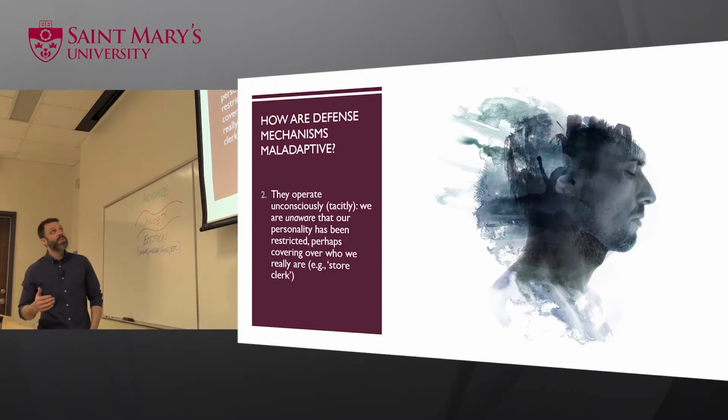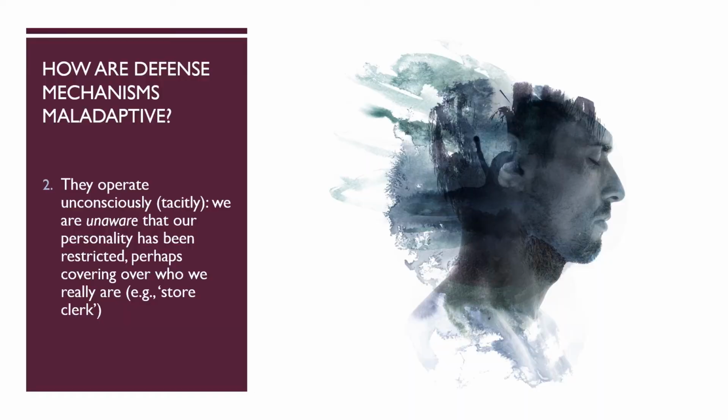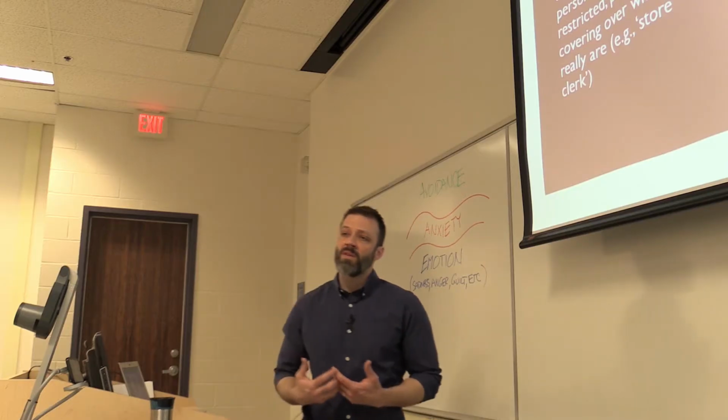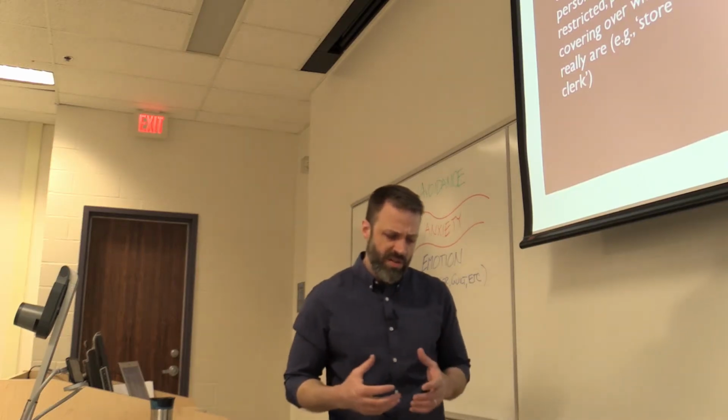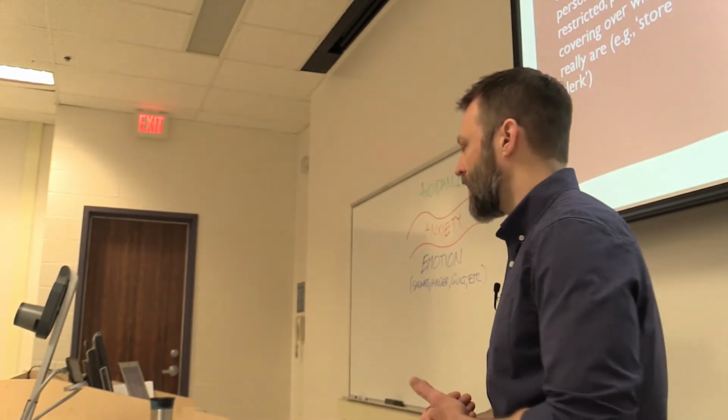Secondly, it operates unconsciously, so it's in the tacit background of our everyday activity. We are unaware that our personality has been restricted, perhaps covering over who we really are. So again, the dismissing attachment style individual is closed off to all these different ways of relating.